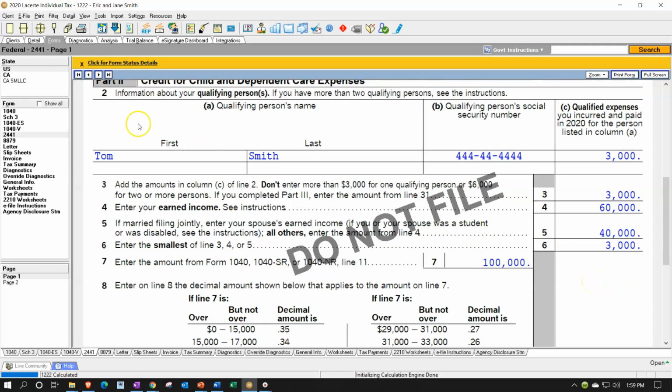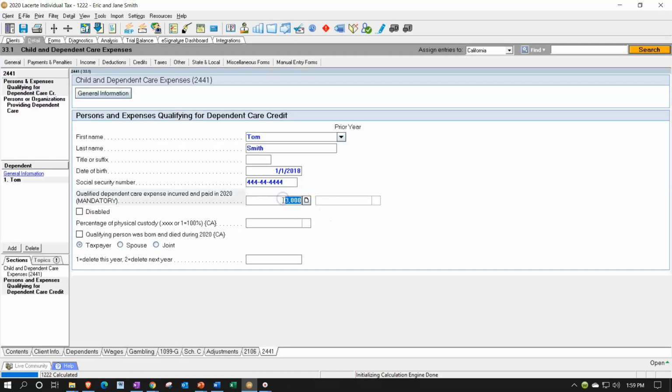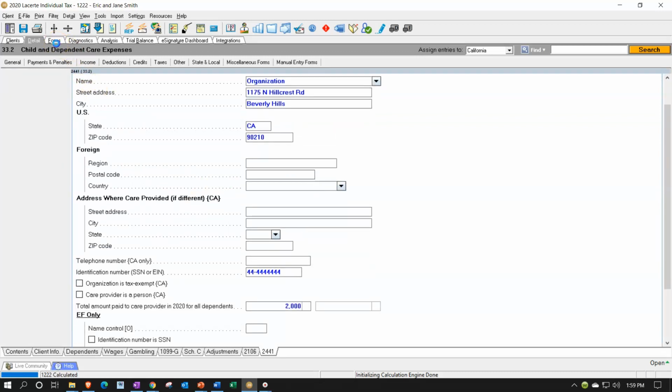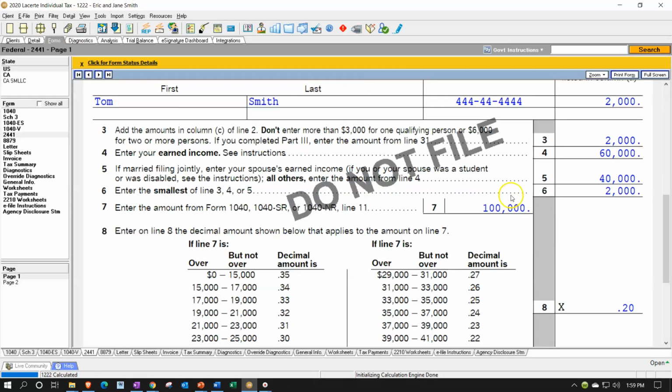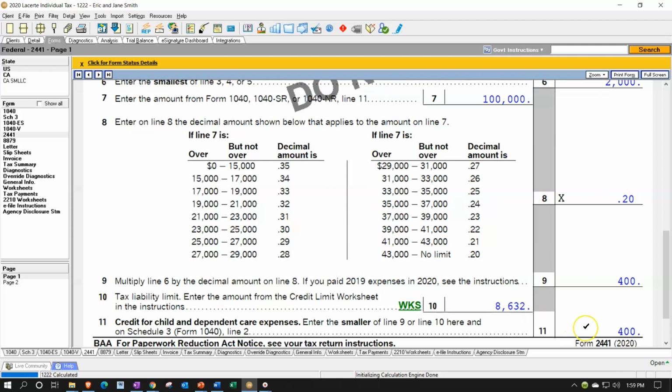If I go under the $3,000, that's going to start to reduce the benefit. So what if it was $2,000 here and $2,000 here? $2,000, $2,000. What would happen then? Well, now it's going to reduce the benefit, of course, to the $2,000 times the 20%. That 20% being based on the income thresholds that you can see on the left-hand side. So now we're at the $400 as the benefit.